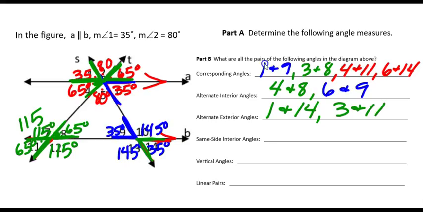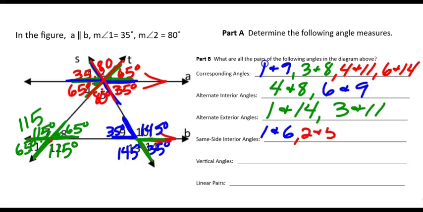Then we're talking vertical angles. We have a bunch of vertical angles here. So I'm going to see if I can draw these one at a time. So I've got angle 1 up here and angle 6 right there. So we've got 1 and 6. Then we've got angle 2 right here and angle 5 right there.